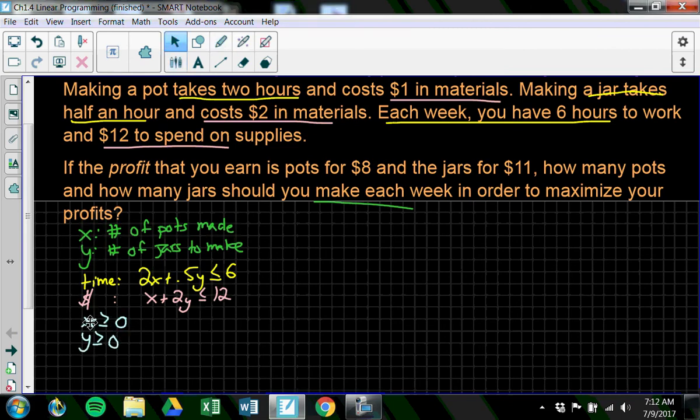We can't have negative dollars. We can't spend negative time. So we technically have these 4 inequalities to work with. And these are the things that are constraining what we're able to do, what constrains our feasible region.